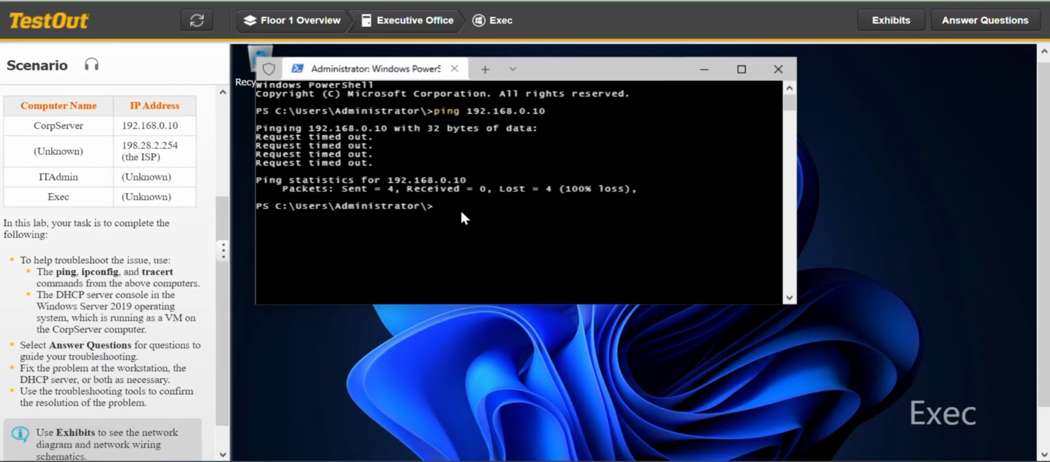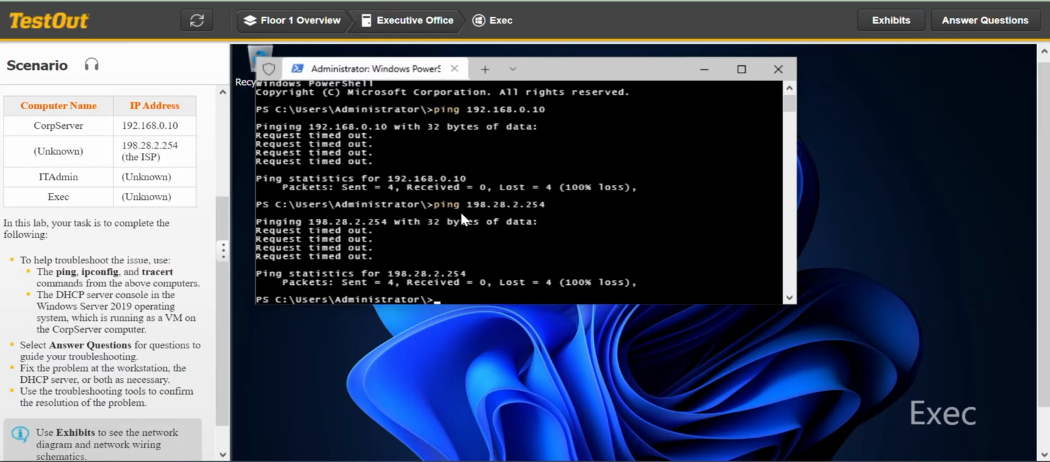It was unsuccessful. Let's run the ping command also for the next, 198.28.2.254. This also was unsuccessful. Let's ping the next.